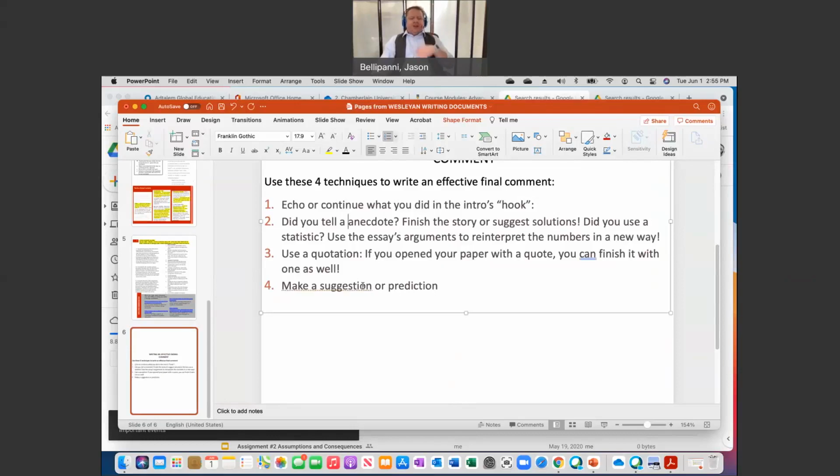You can also make a suggestion or a prediction at the end. But the key is you want to connect with something, even use maybe some similar language or some example with your hook and the conclusion. And that ought to help you write a solid conclusion.